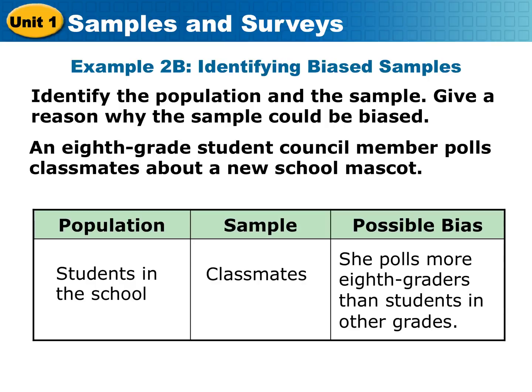The sample is her classmates, and the possible bias is she polls more 8th graders than students in other grades because she's sampling her classmates. So the mascot's for the whole school, so that's why the population is the student population, but she's only sampling classmates. That means they could have a biased opinion of what the mascot should be.